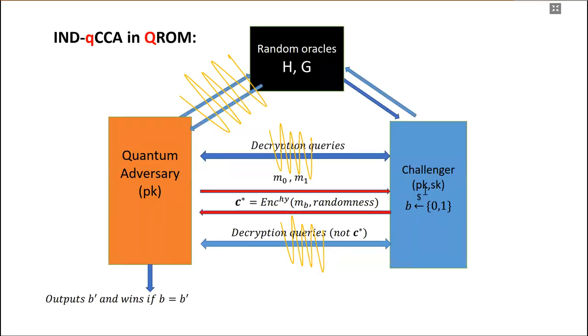So what is indistinguishable QCCA security in a quantum random oracle model? It is shown in this slide. The quantum adversary here has superposition access to the random oracles, also the decryption oracle. And the adversary's goal is to guess the bit b. I will explain this quantum access in the next slide.